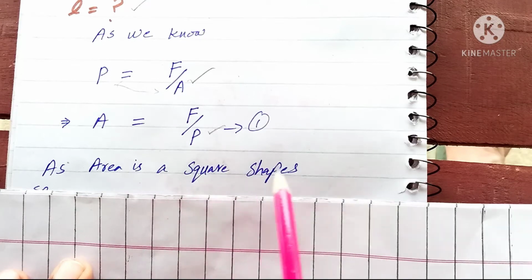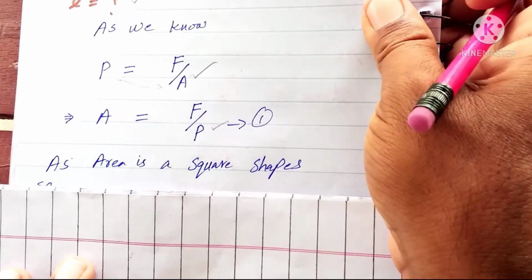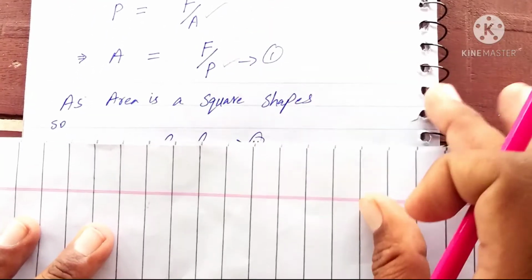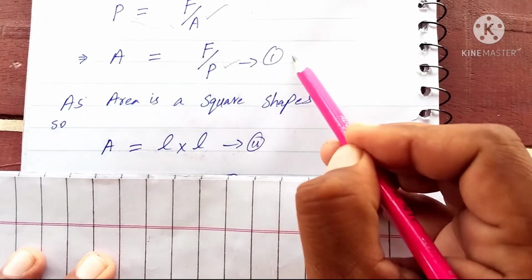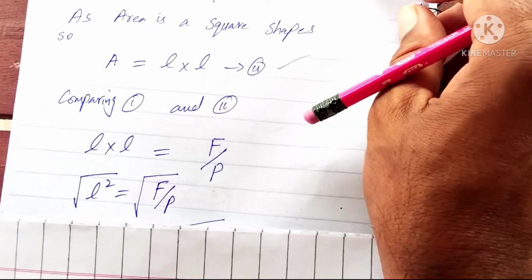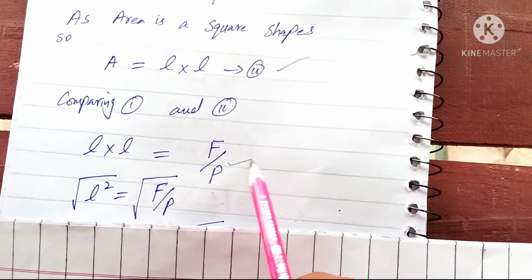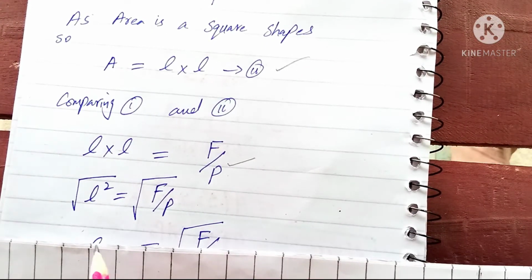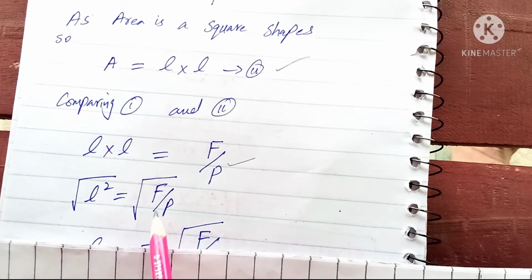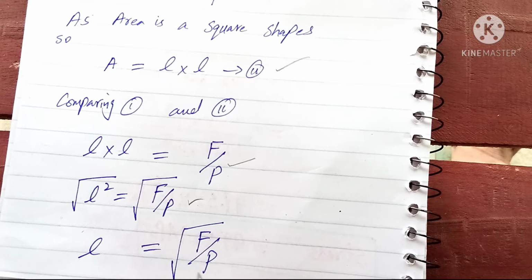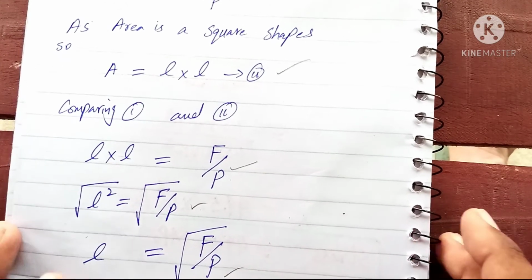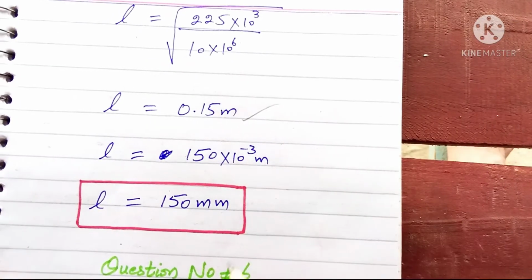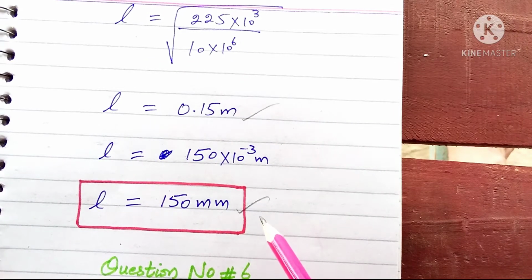As the area is a square shape, we can write area is equal to L cross L. Comparing equations 1 and 2, L cross L is equal to F over P. After this, we take the square root on both sides, so we have L is equal to the square root of F over P. Putting the values of F and P, we get the length as 150 millimeter.